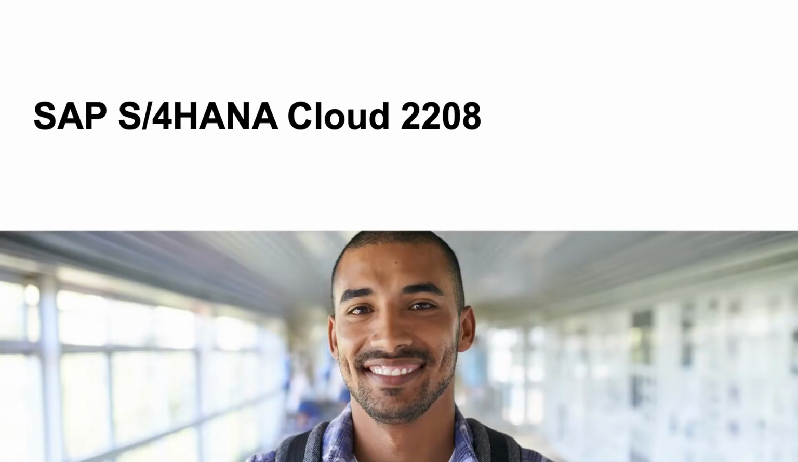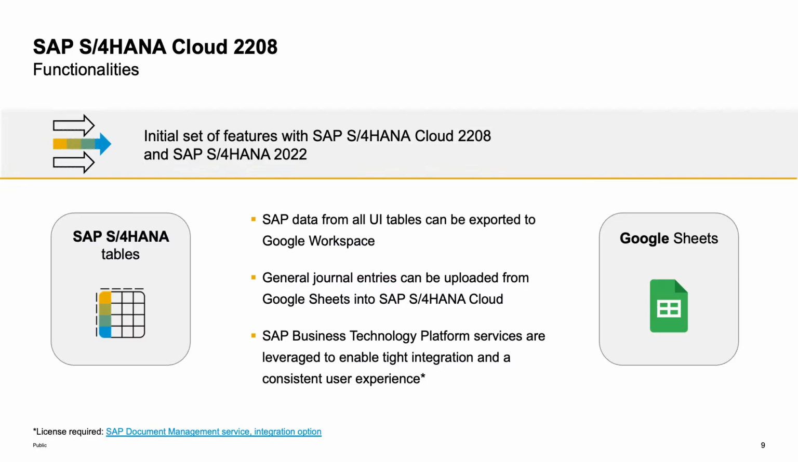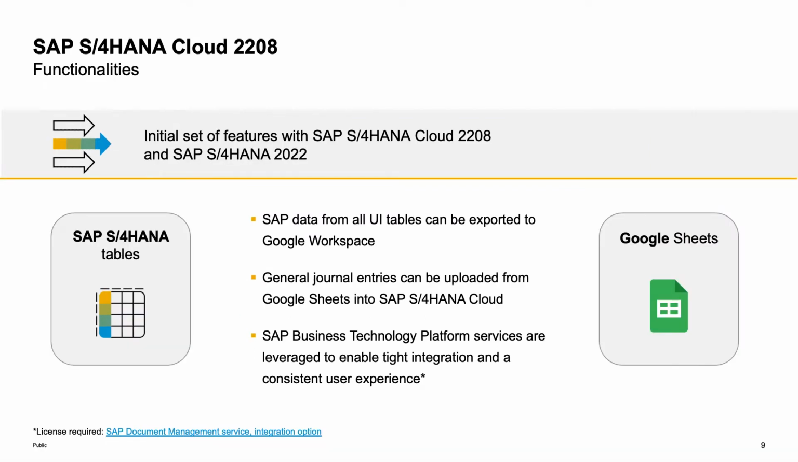Okay, let's now take a look at the SAP S/4HANA Cloud 2208 delivery. We have started at SAP the integration project, and we will deliver an initial set of features this year for our customers. The first use case is an export scenario to be able to export SAP data from all UI tables to a Google Sheets format. The second use case is an import scenario to upload Google Sheets data into SAP S/4HANA applications. This year only enabled for a finance application called General Journal Entries.